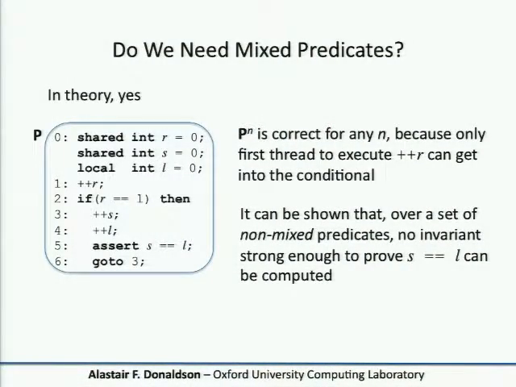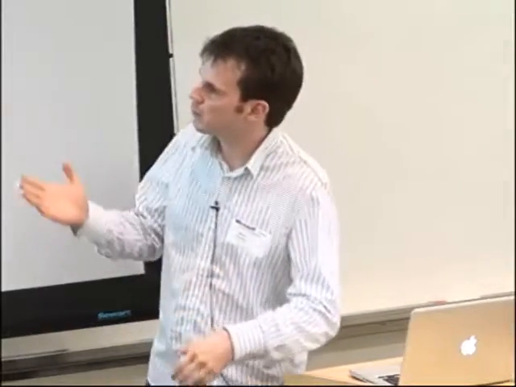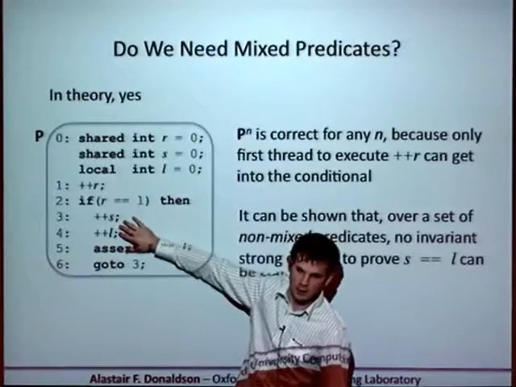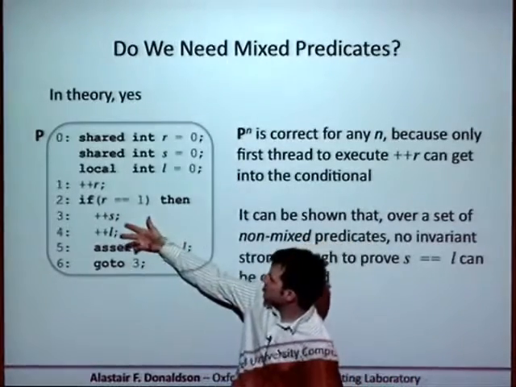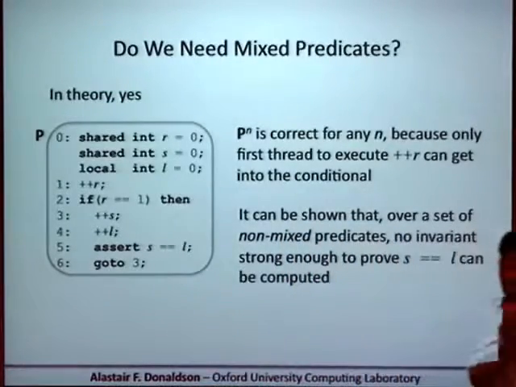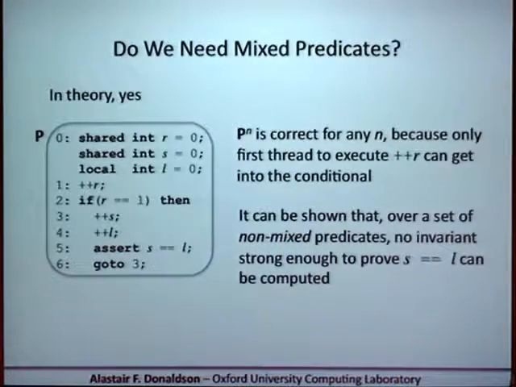Okay, so now I'm going to show you how we can deal with mixed predicates in a sound way, but you might first ask, do we need them at all? Might it be possible to rewrite our program so we never have these mixed predicates? It's very easy to construct an example where we do need mixed predicates. This example is rather contrived. The idea is that only one thread will be able to get into this loop here, and this thread will increase these variables S and L and assert that they're equal. S is a shared variable, L is a local variable. So it's clear that we want the mixed predicate S equals L to prove this program correct.